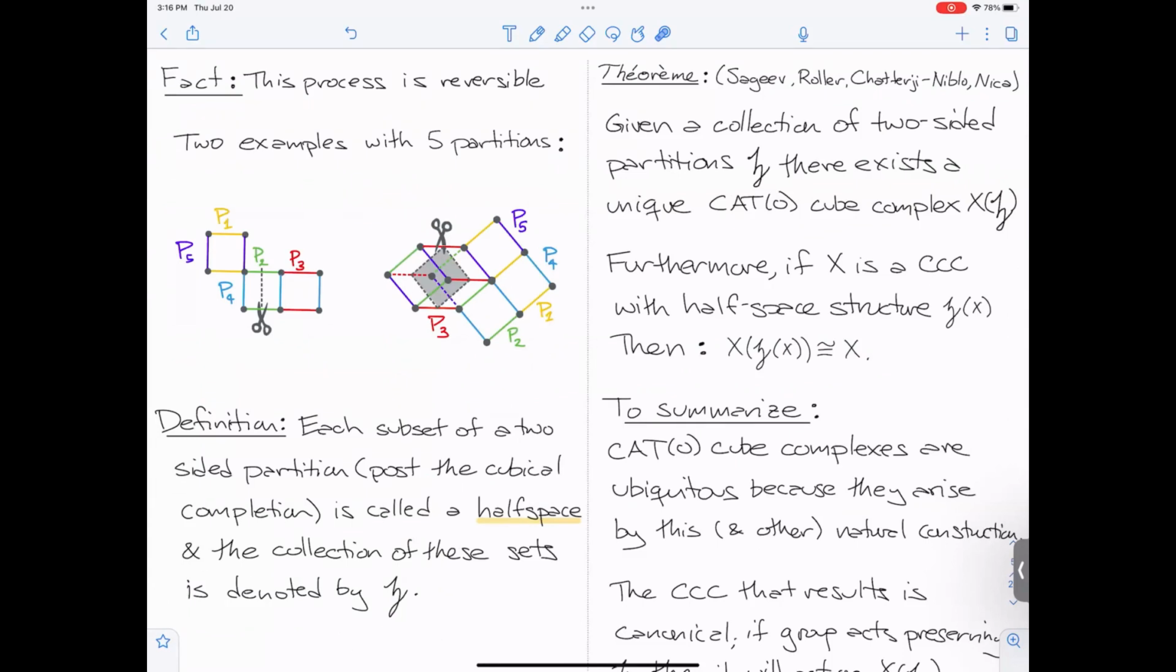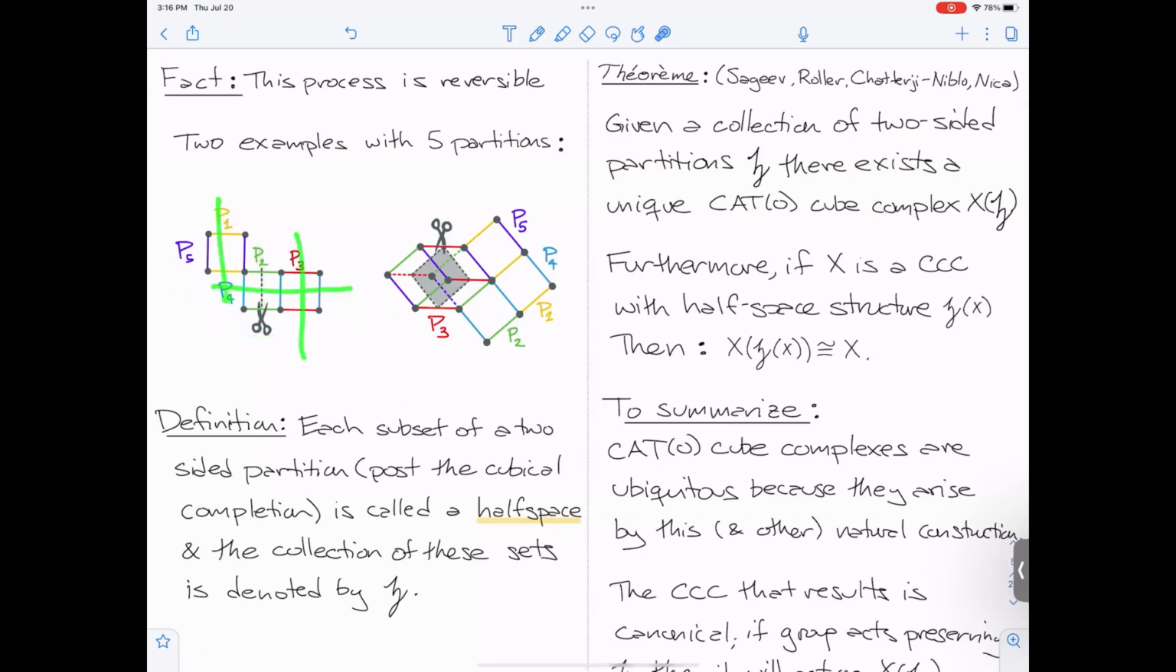Okay, so it's a fact that this process is reversible. I can look at the equivalence relation that is generated by edges that are parallel along a square. And then I can cut my CAT(0) cube complex, rather the vertex set, into two pieces by considering the complement along that parallelism class of edges. And so in this example here, I have one partition corresponding to the left and the right side of that.